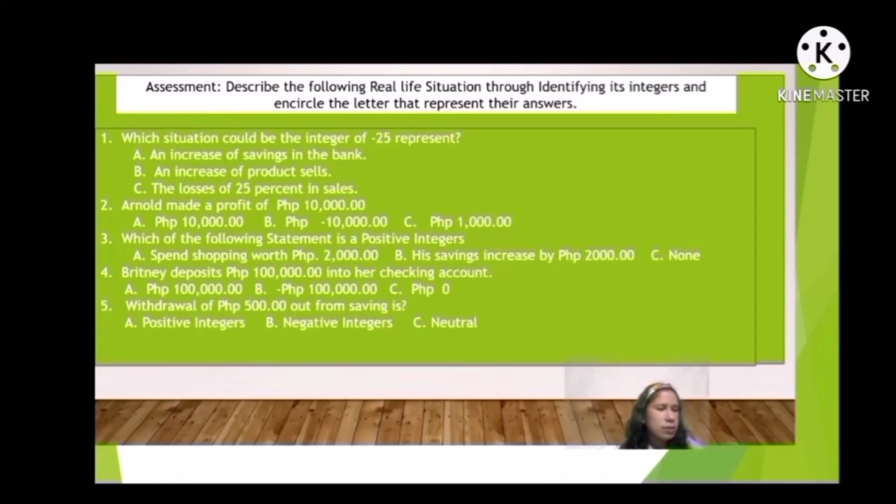Okay, you have 3 minutes to reread the question, to study it thoroughly. And I will not give the answer anymore because this is something for your quiz. Submit your answer to your respective subject teacher in Mathematics 6, because it is a very easy quiz. Okay, time is up.